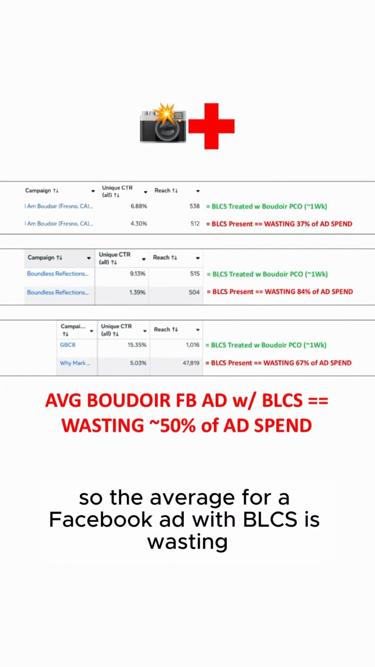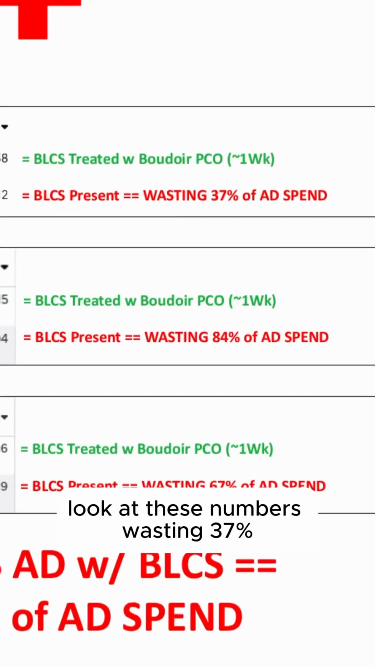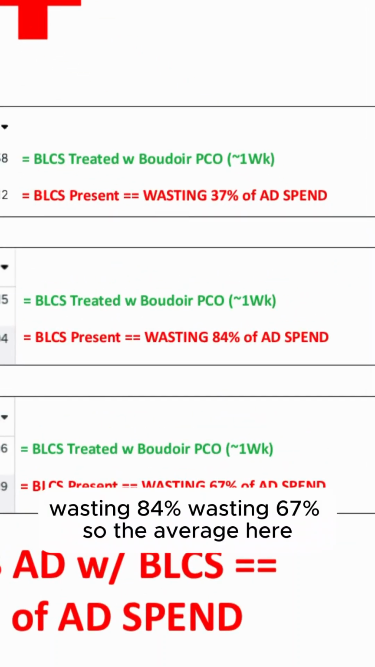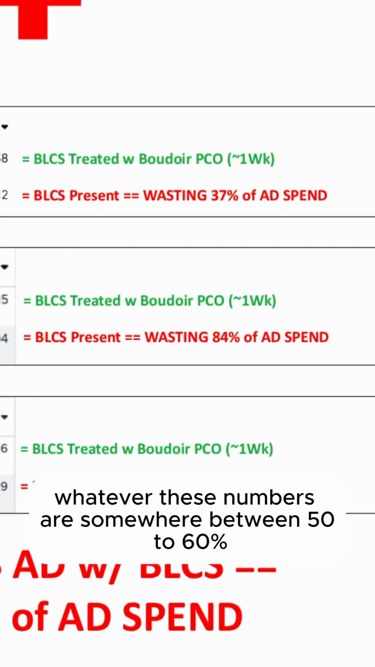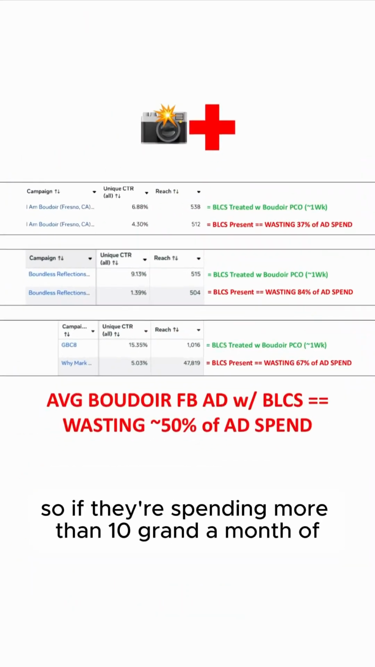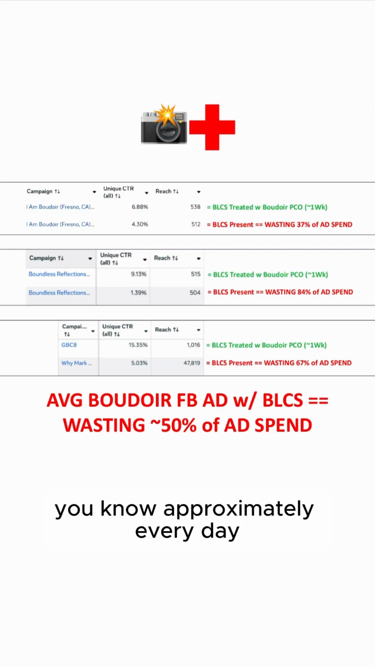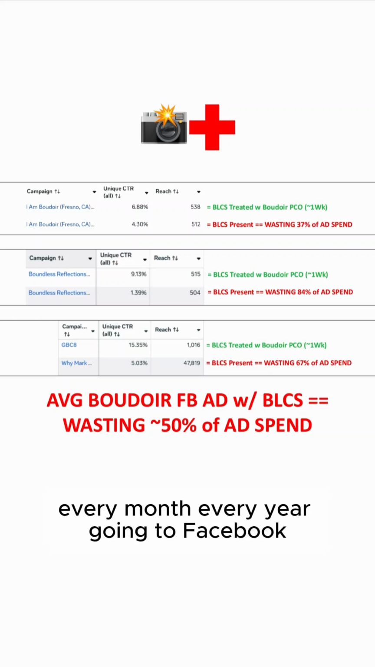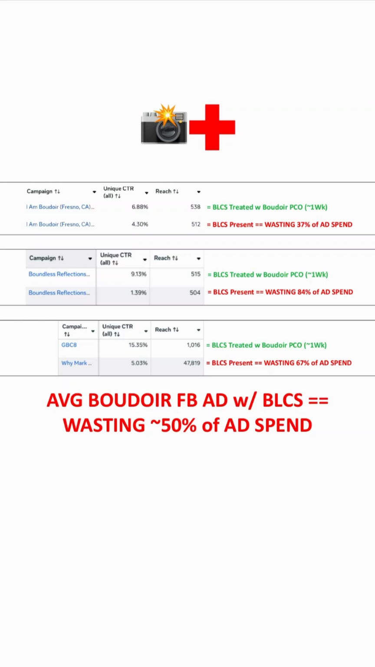So the average Boudoir Facebook ad with BLCS is wasting about 50% of ad spend. I mean, look at these numbers: wasting 37%, wasting 84%, wasting 67%. So the average here, whatever these numbers are, is somewhere between 50 to 60%. So if they're spending more than 10 grand a month on Boudoir Facebook ads, 5K is being wasted, approximately every day, every month, every year, going to Facebook, literally going to Facebook and giving us nothing, guaranteed.